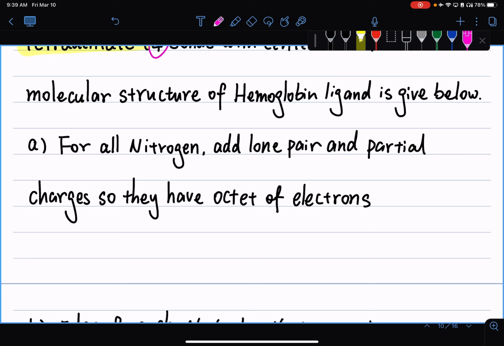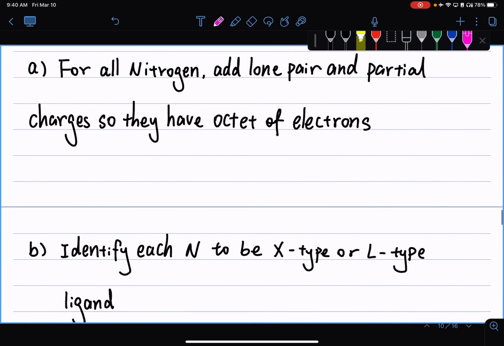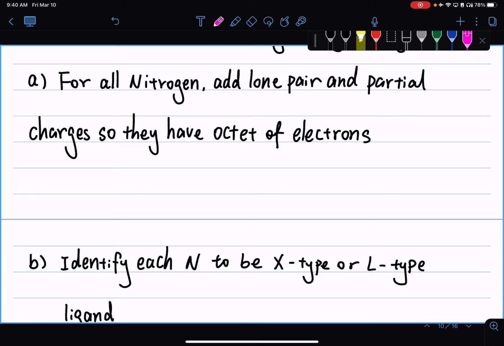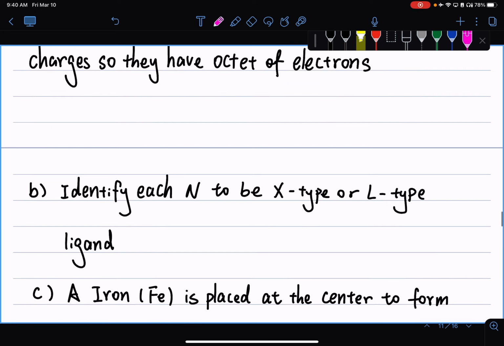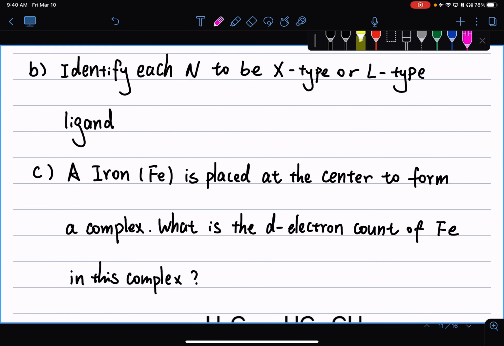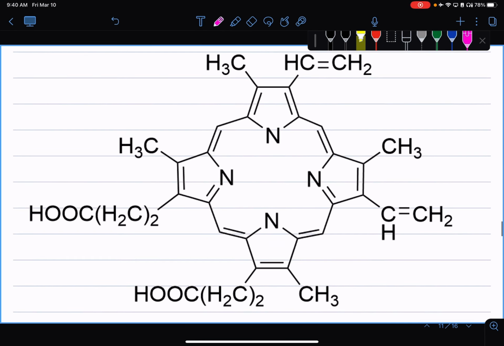First, for all the nitrogens, add the lone pairs and formal charges so they have octets of electrons. That's the first step. And then identify each nitrogen as either an X-type or L-type ligand. Again, X-type is anionic, L-type is neutral. And then at the very end, solve for the d electron count of the iron center in this complex. So we'll just do it together here.